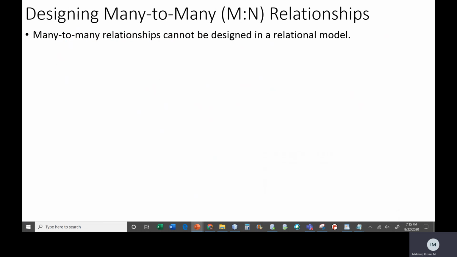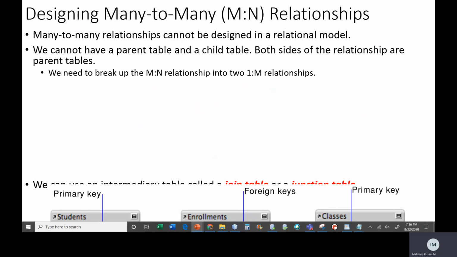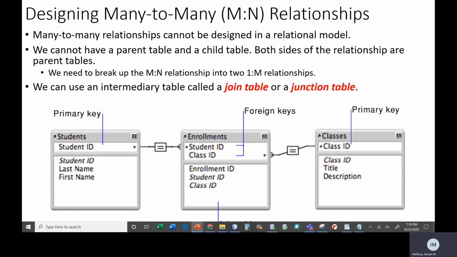Many-to-many relationships can't be designed directly in a relational model. We said that was kind of a limitation of the relational data model when we talked about it. And so the way we bypass that, since we can't have a single table storing that many-to-many relationship, is we create intermediate tables. And those intermediate tables are called junction tables or join tables.